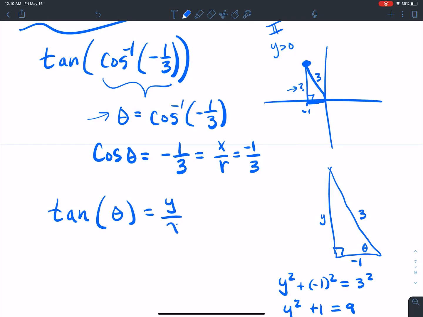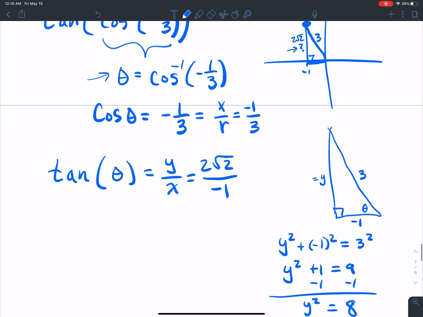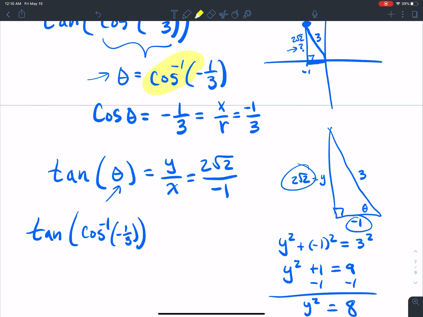So what is this equal to? This is y over x. So that's 2 square root 2 over negative 1. Opposite divided by adjacent. So what does that get me? That tells me that the tangent of cosine inverse of negative 1/3, which is what theta equals, is equal to negative 2 square root 2.